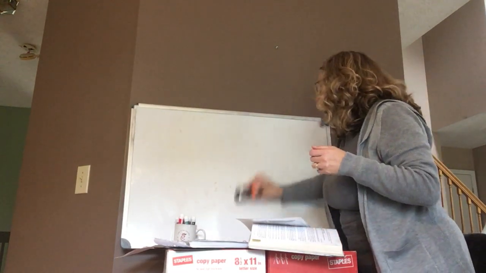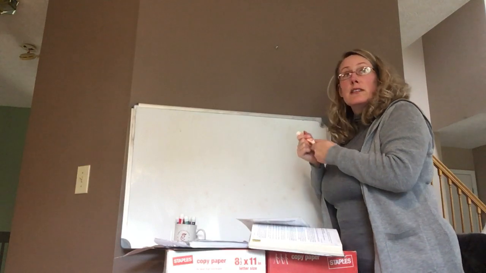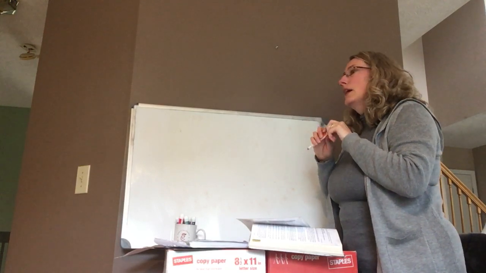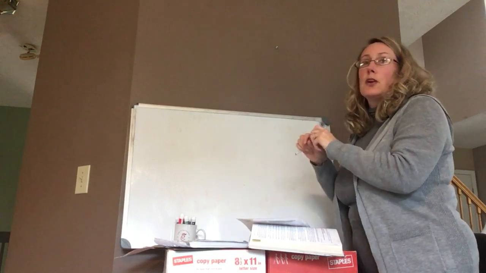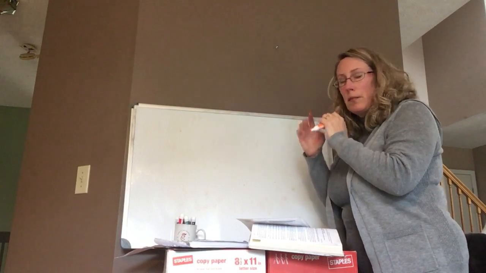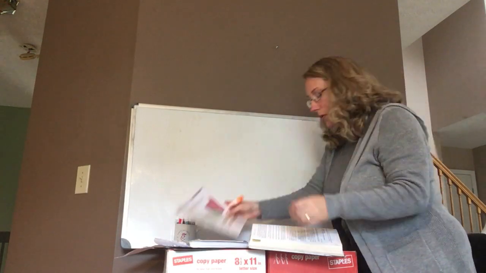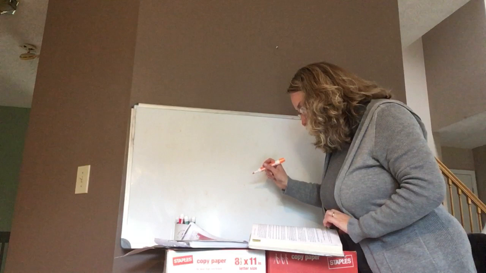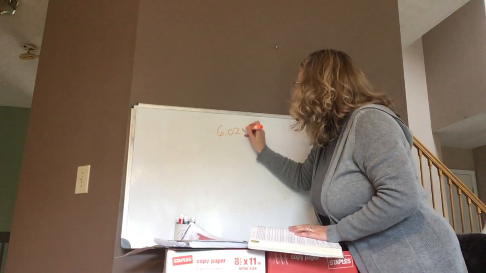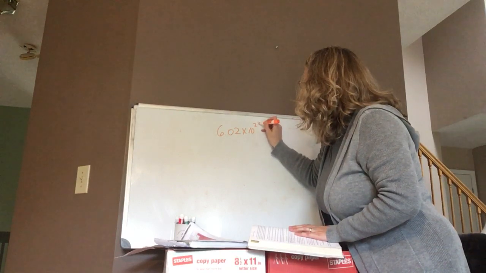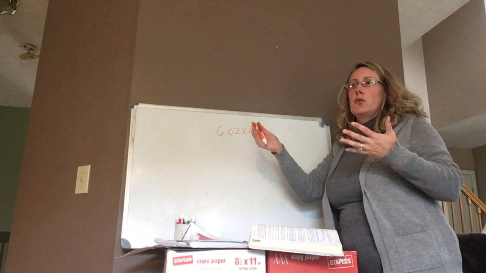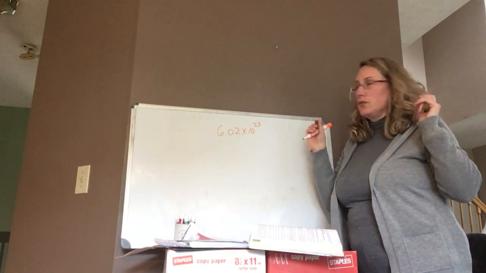So just like there is 12 in a dozen, just like there's 2 in a pair, just like there's any amount for a certain number, we memorize this number. And this number is 6.02 times 10 to the 23. So that's why they're not going to make you memorize two that have an exponent. They're too kind of close together.